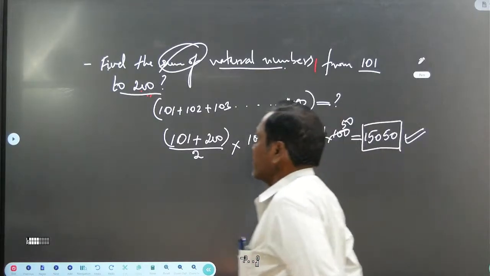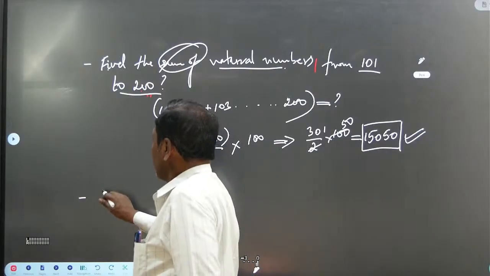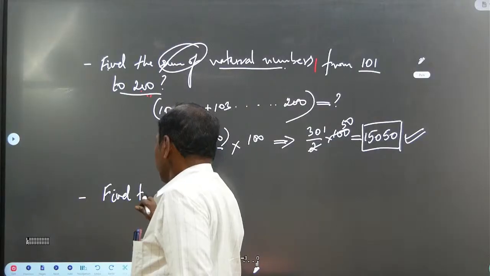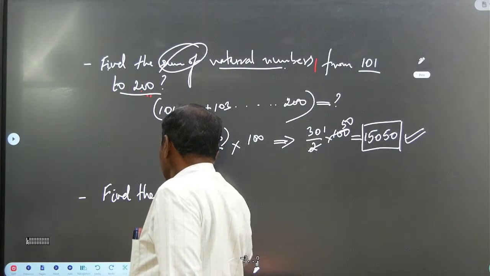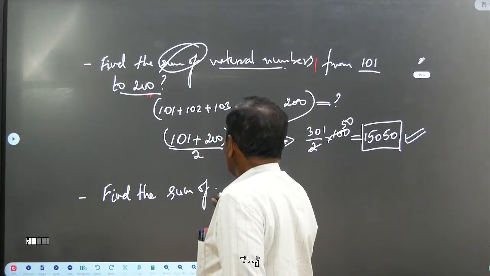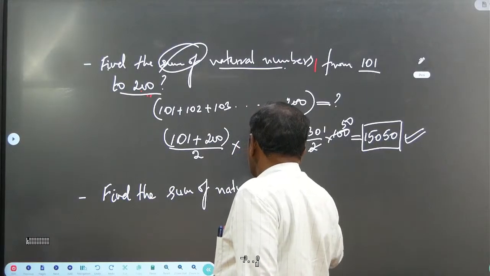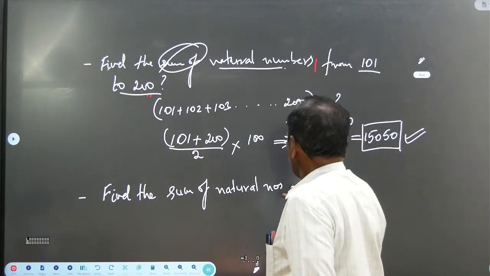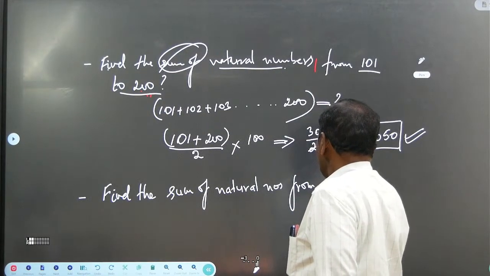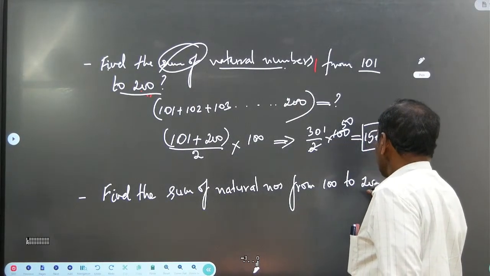Right. Next we can take, find the sum of natural numbers from 100 to 200.